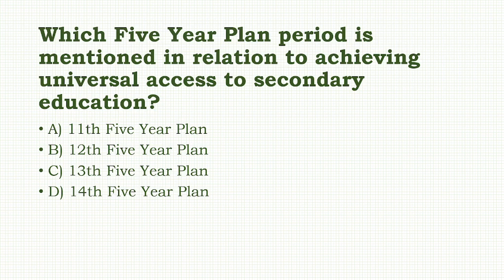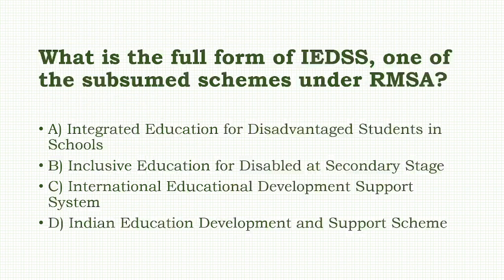Which 5-year plan period is mentioned in relation to achieving universal access to secondary education? 11th 5-year plan, 12th 5-year plan, 13th 5-year plan, 14th 5-year plan. Answer of this question is option B, that is 12th 5-year plan.